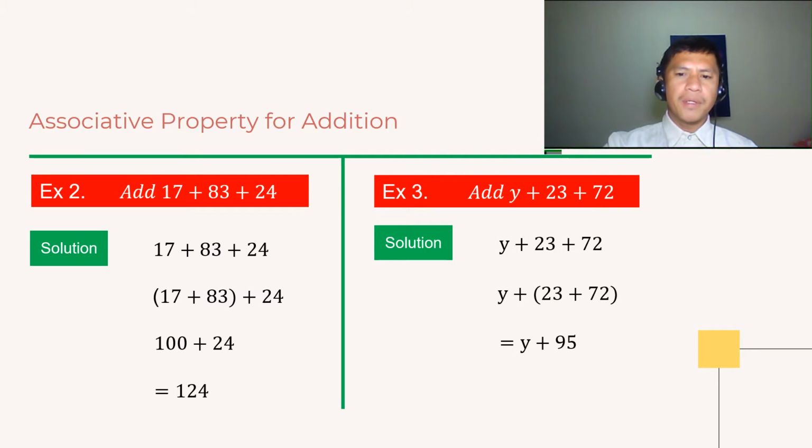So using the property, we group the last two terms. So 23 plus 72, that is 95. Then add with the first term, that is y. So our answer is y plus 95.